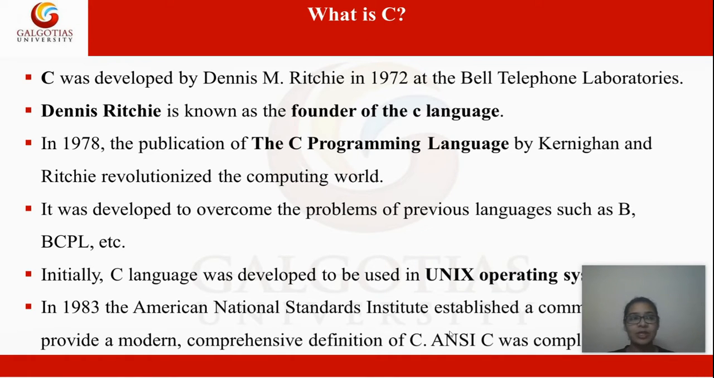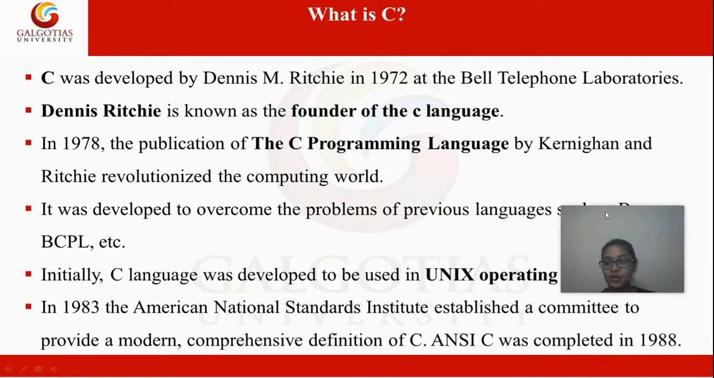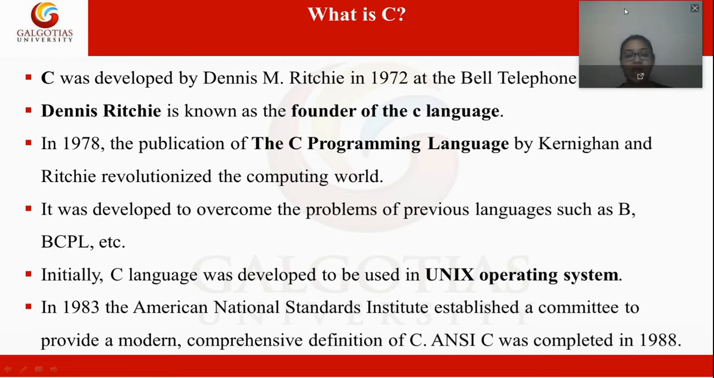So that is the impact that this language left on the computing world. It is the backbone for any language. It is a backbone for so many softwares that you might be using, right? It was developed to overcome the problems of the previous languages that were B and BCPL, right? So now, obviously, it is an advanced version, and hence, it dealt with the shortcomings of these previous languages. Initially, C was not developed with an intent of becoming a popular language. It was actually developed to be used in your Unix operating system.